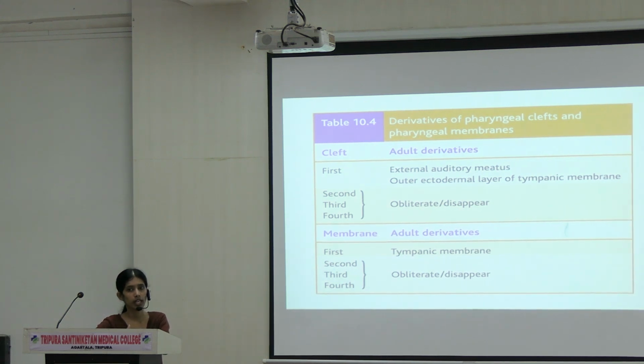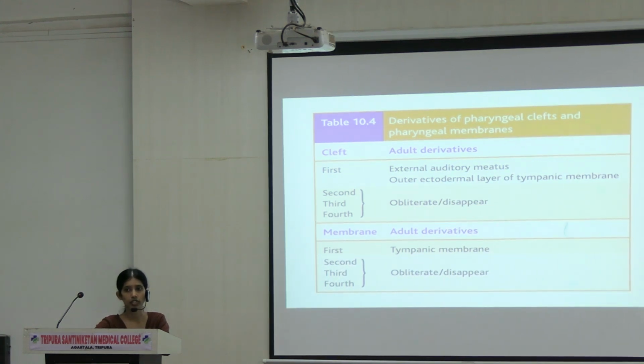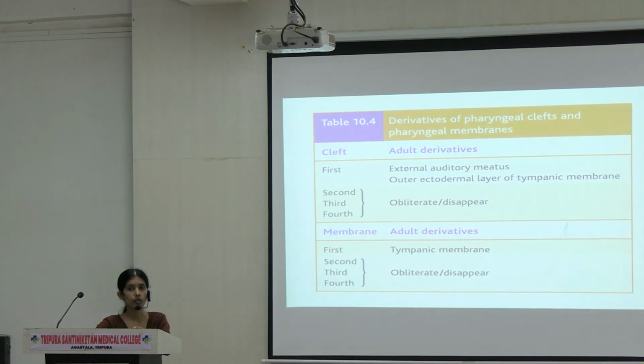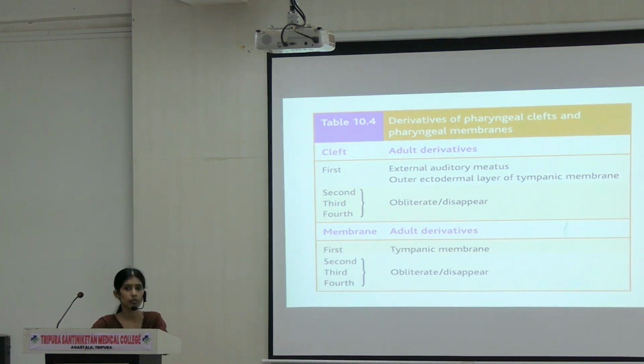This is all about the derivatives of your mesoderm, ectoderm and endoderm of the pharyngeal apparatus. Any doubts? And the last topic is pharyngeal membrane. So what is pharyngeal membrane? Pharyngeal membrane is basically present between the two pharyngeal arches. It has 3 layers: middle mesoderm, outer ectoderm and inner endoderm. Out of 4 pharyngeal membranes, we can see derivative only from the first one, whereas the second, third and fourth will disappear. The first pharyngeal membrane will give rise to your tympanic membrane.